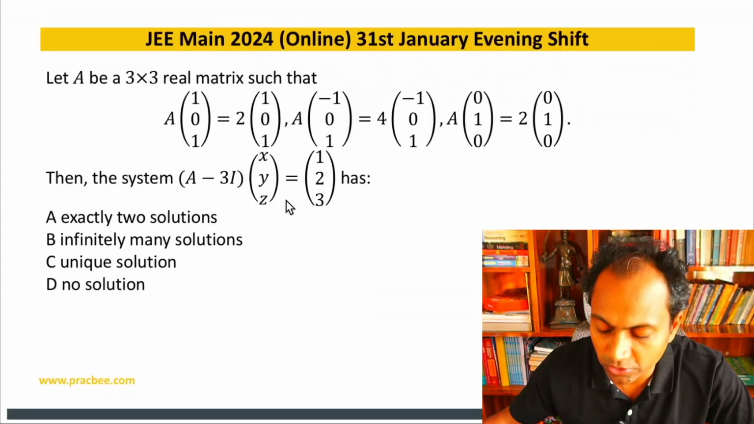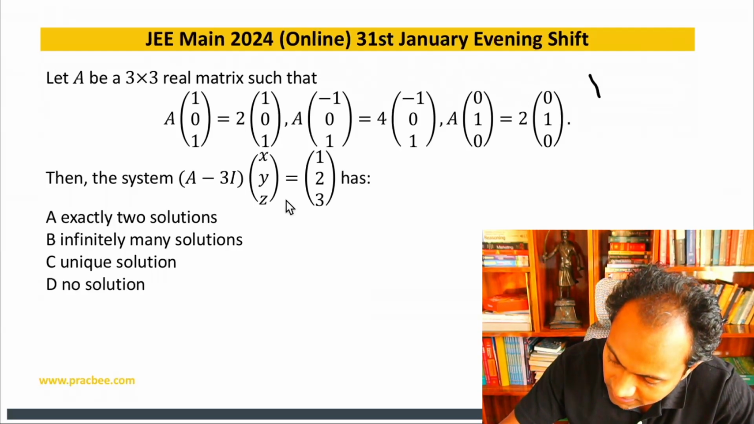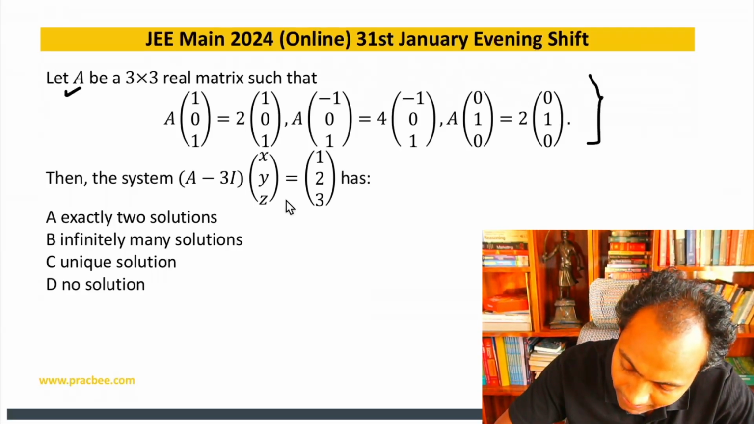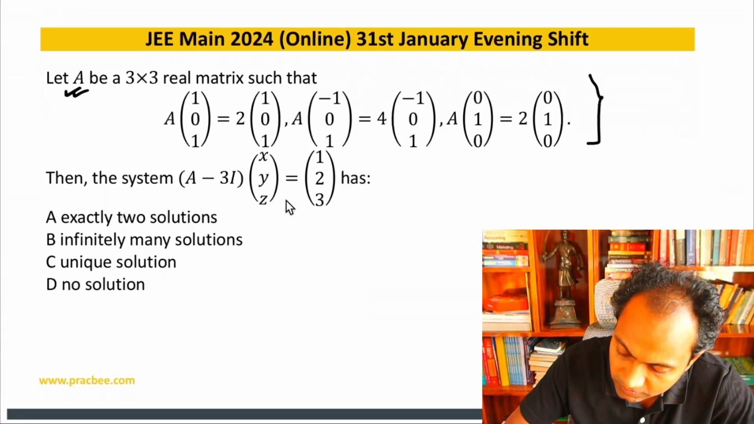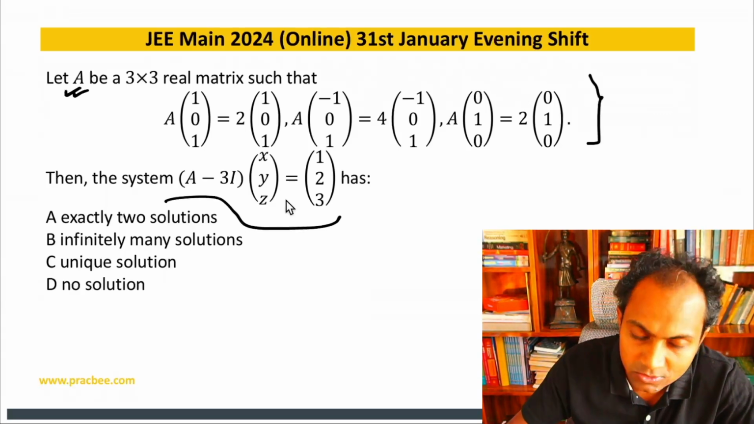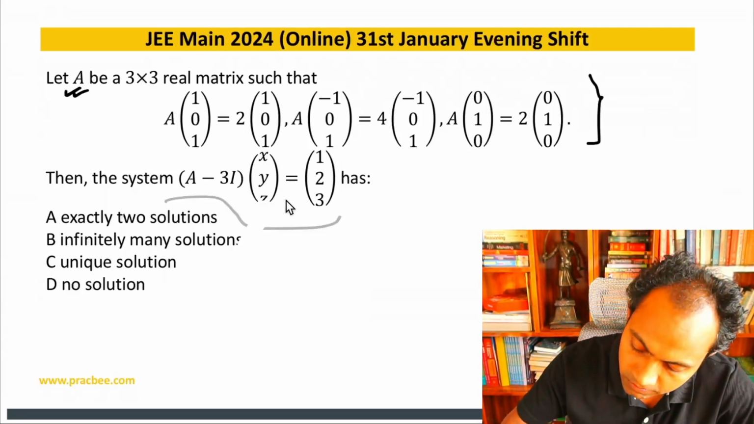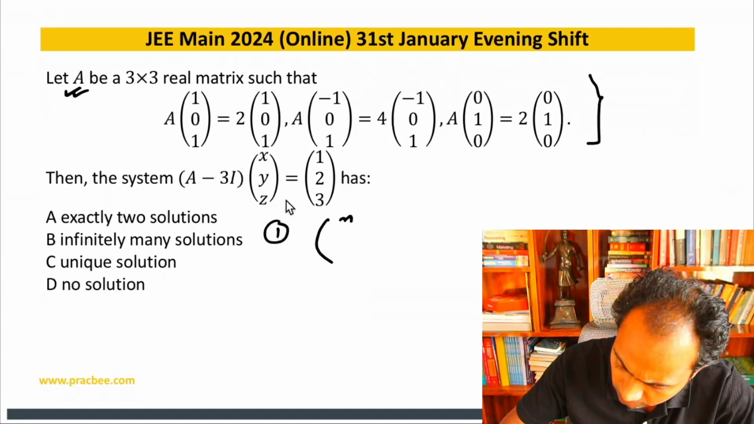Now in this next 2024 problem, there are two parts to this question. One, they have given us three relations in order to build up the matrix A. Once you have figured that out, they are asking that this system of equations that is given to us, what kind of solution will it have? So let us do it step by step. First, let us try and figure out the value of A.